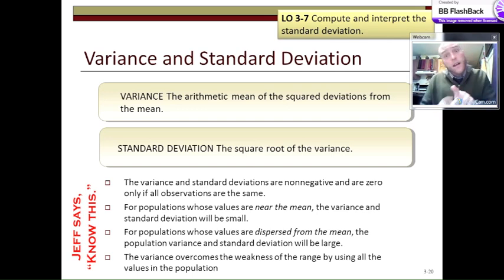If we compare that to, let's say, the range, the range is going to be large because the difference between the minimum and the maximum is very large. It only takes two values into account. The variance and standard deviation overcome that limitation. Another point: a lot of these things talk about populations whose values fall near the mean or not near the mean. You can substitute sample in your understanding for that as well.